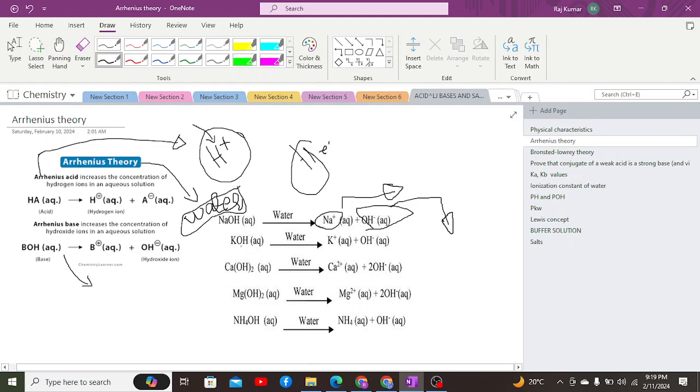While on the other side, potassium hydroxide, likewise, when it is dissolved in water, produces potassium ions and hydroxide ions, and these hydroxide ions basically represent the basicity or the basicness, alkalinity, right?